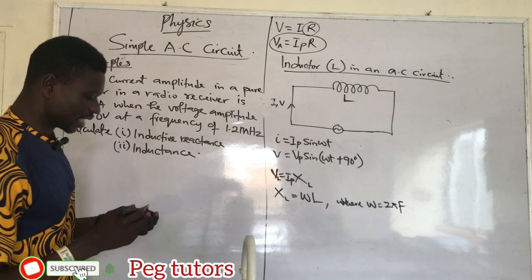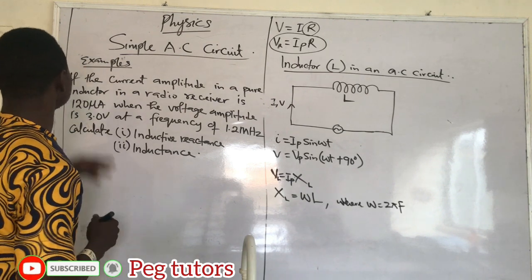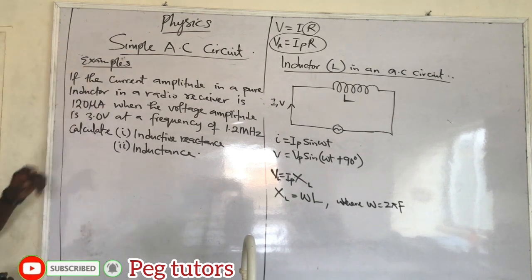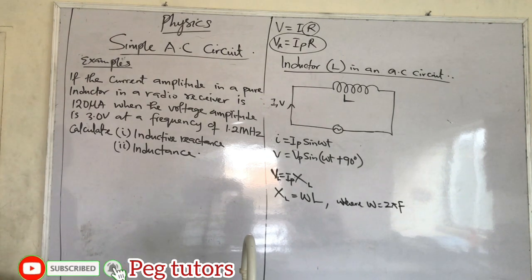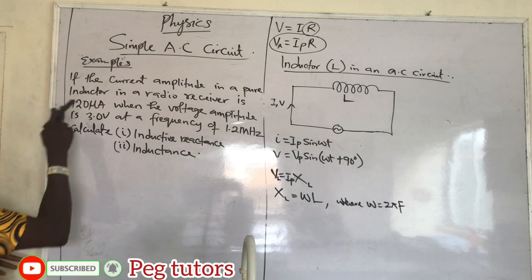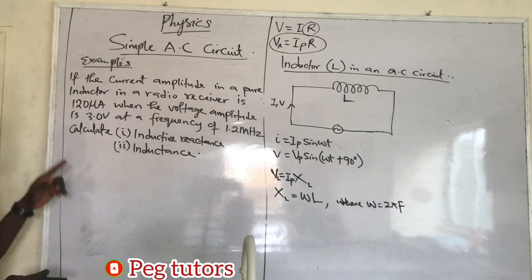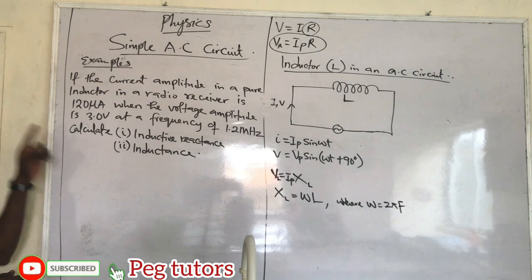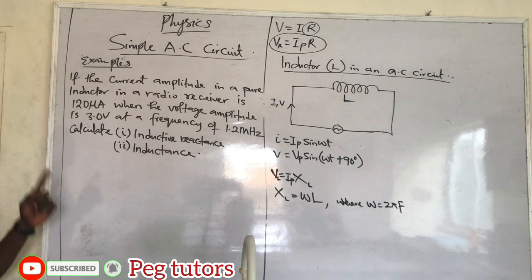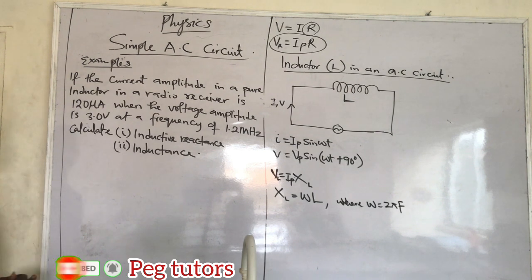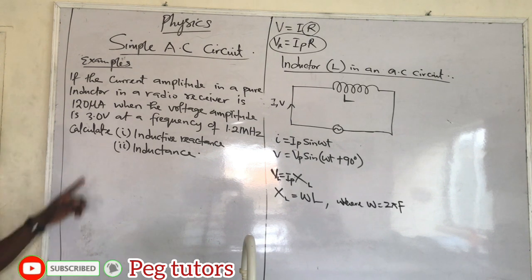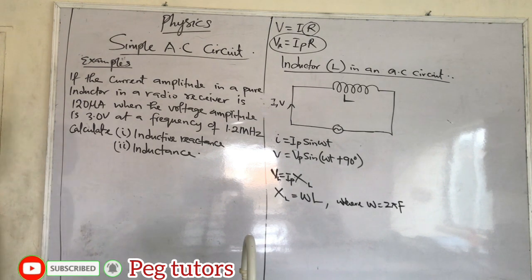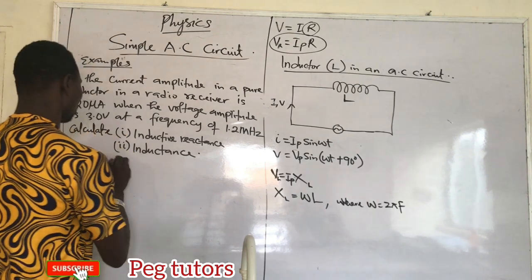Okay, so let's take this question. It says, if the current amplitude in a pure inductor in a radio receiver is 120 microamp when the voltage amplitude is 3.0 volts at a frequency of 1.2 megahertz, calculate (I) the inductive reactance, and (II) the inductance. So where do we start from here?